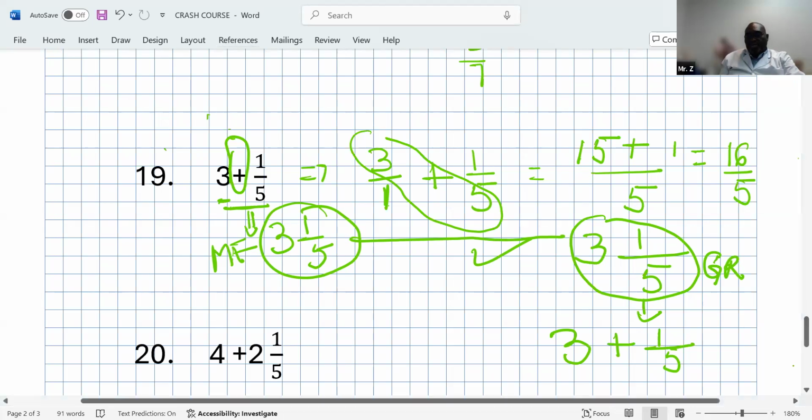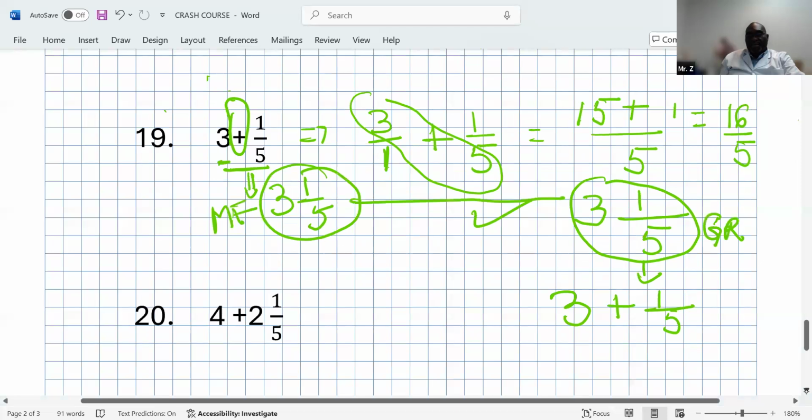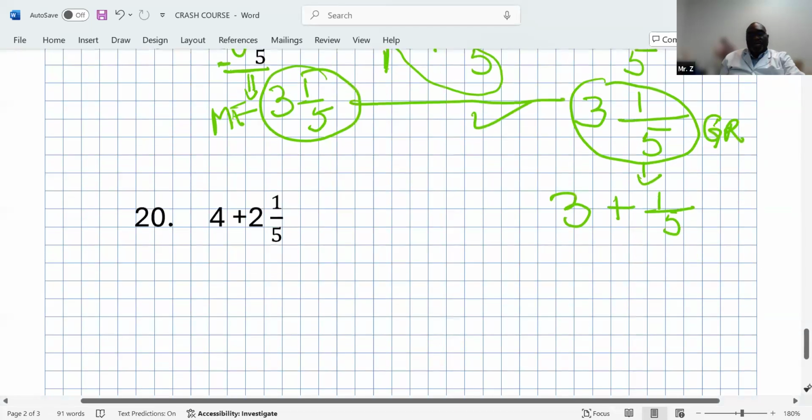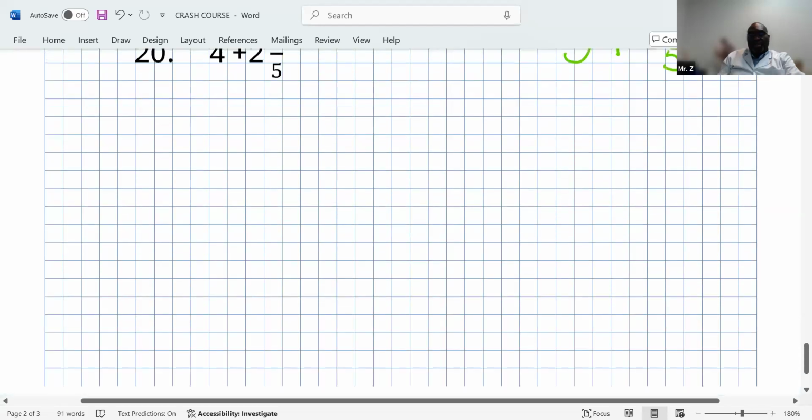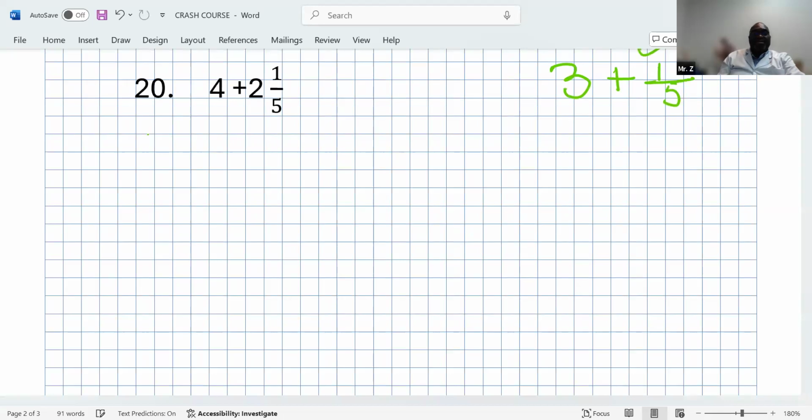So let's do number 20. First of all, on number 20, we're going to use a math fact, and then we're going to do the general rule. The math fact of number 20 is going to be 4. Let's expand 2 1/5. It becomes 2 plus 1/5. We can add this together. This becomes 6 plus 1/5.